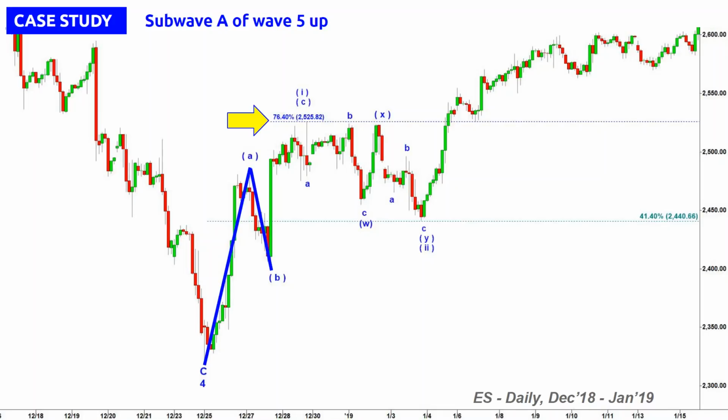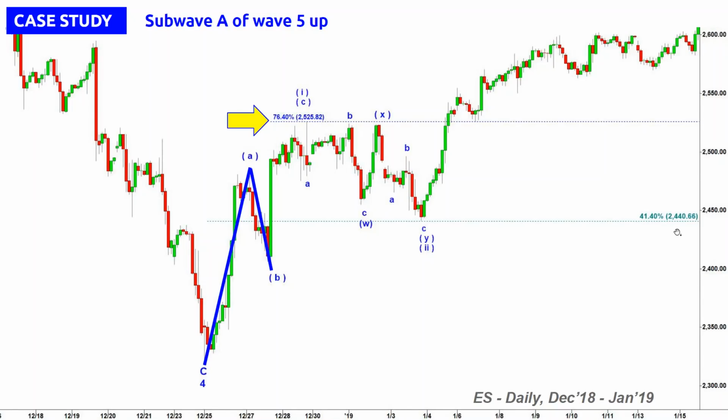76.4% extension is not that unique, and there are many cases when the second leg up ends up being shorter than the first leg up. But look what happened then. It found a really strong resistance here. So it tested it once, tested it twice, tested it the third time. But from the last two tests, the second test and third test, we got a very strong rejection, a bearish reaction.